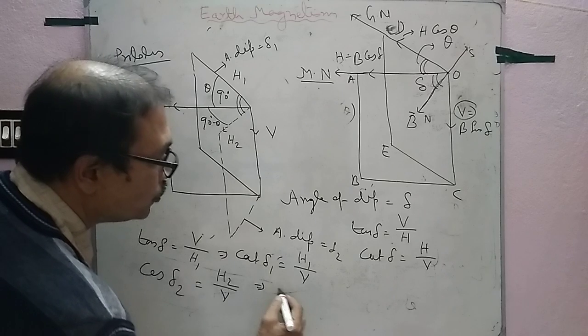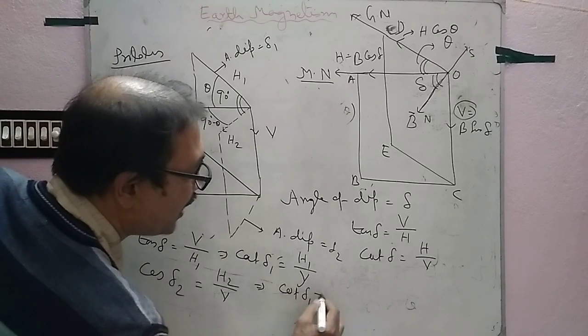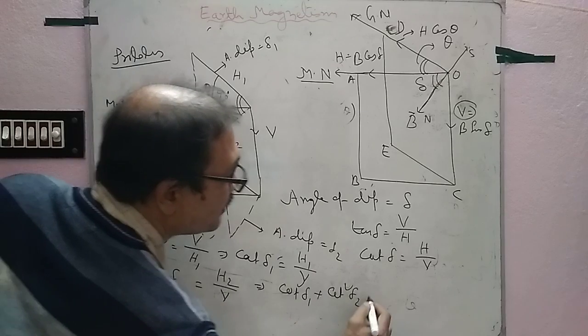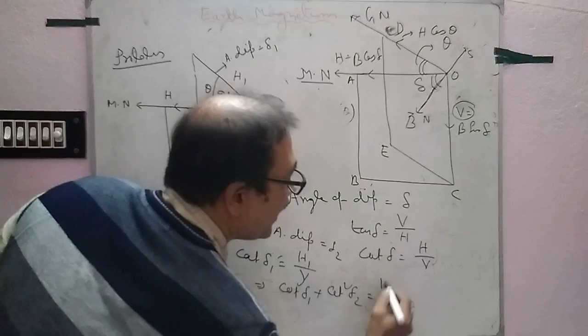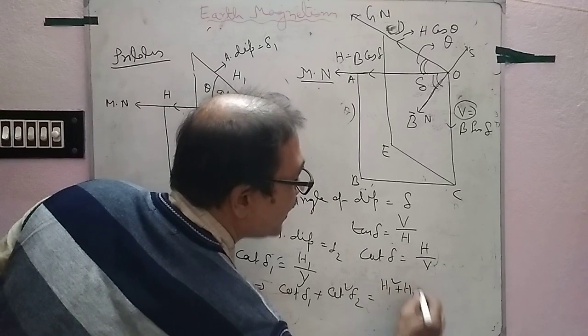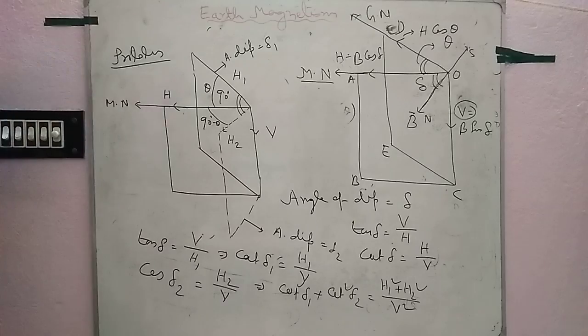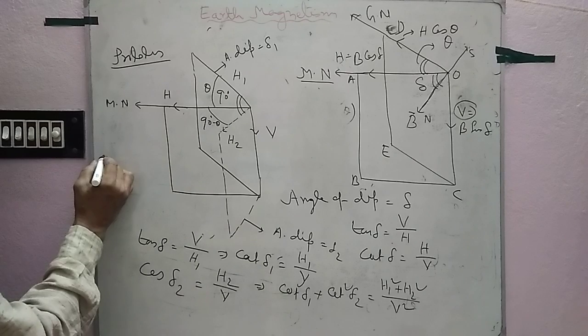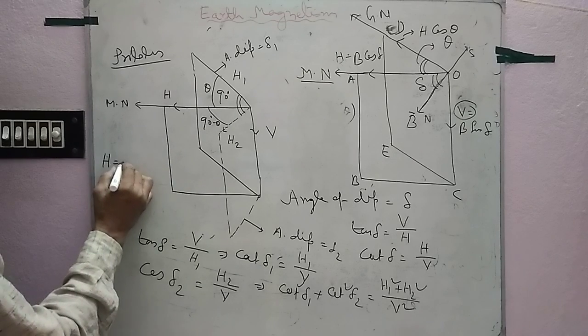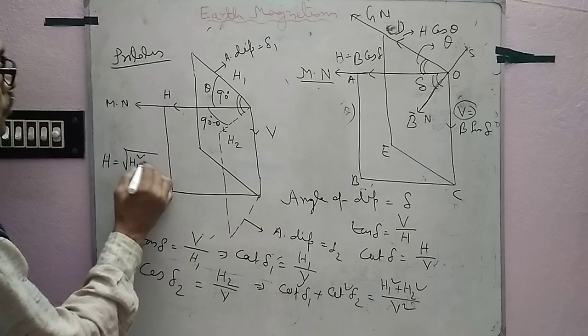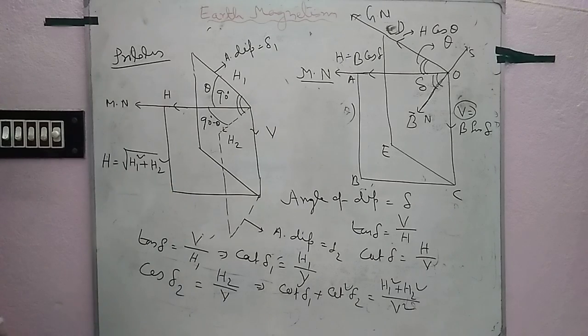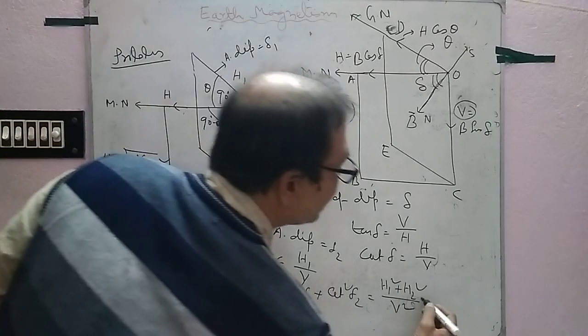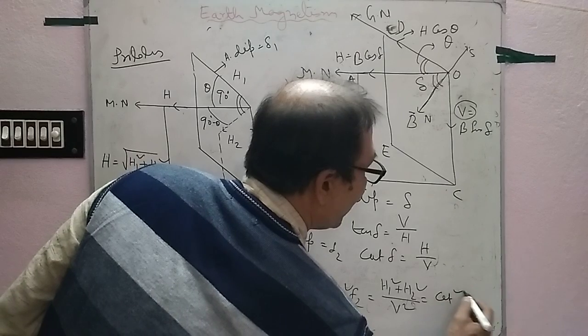So cot square sigma 1 plus cot square sigma 2 equal to H1 square plus H2 square by V square. What is the value? H1 and H2 make an angle of 90 degrees. So from here, H equal to root over H1 square plus H2 square, by the parallelogram law of vectors. Putting the value of this, we will get cot square sigma.